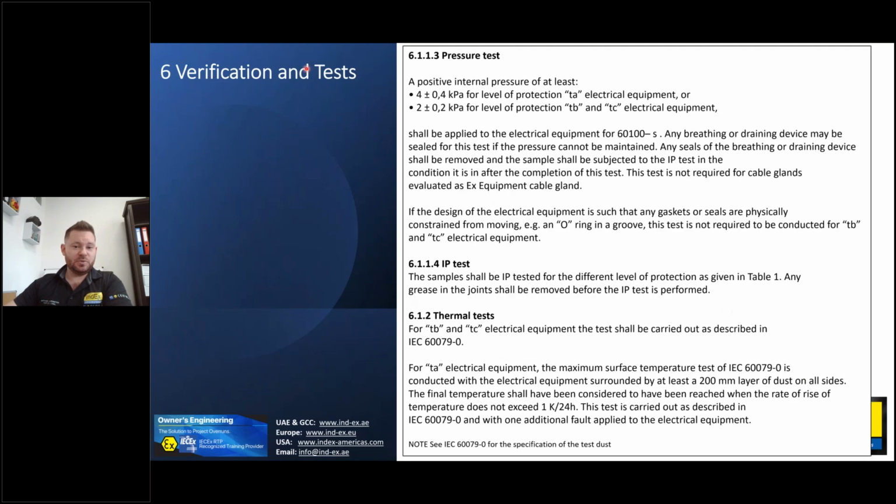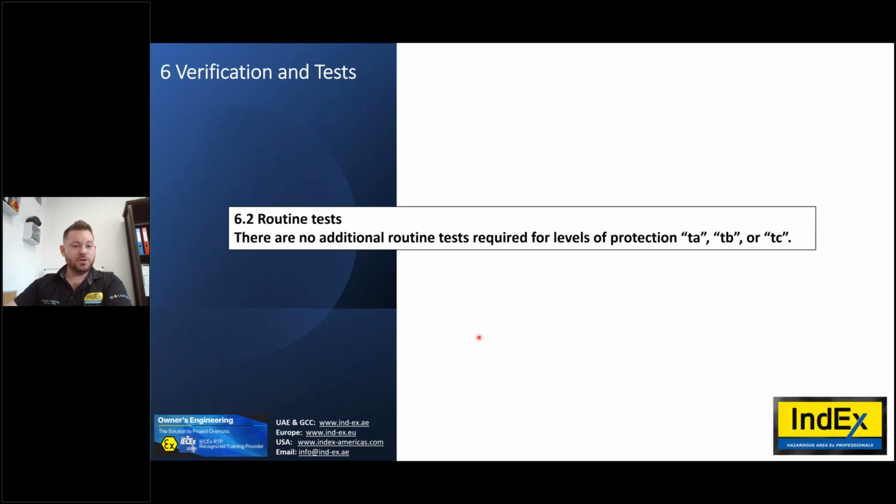The pressure test, the main difference is it's 4 kPa plus or minus 0.4 for TA equipment and 2 kPa plus or minus 0.2 for EXTB and TC. Once again, the importance of the O-ring or gasket. IP ratings, we've gone over them, minimum IP 5X or 6X. Thermal tests shall be carried out in 60079-0. Now, routine tests. There are no additional routine tests required for EXT.